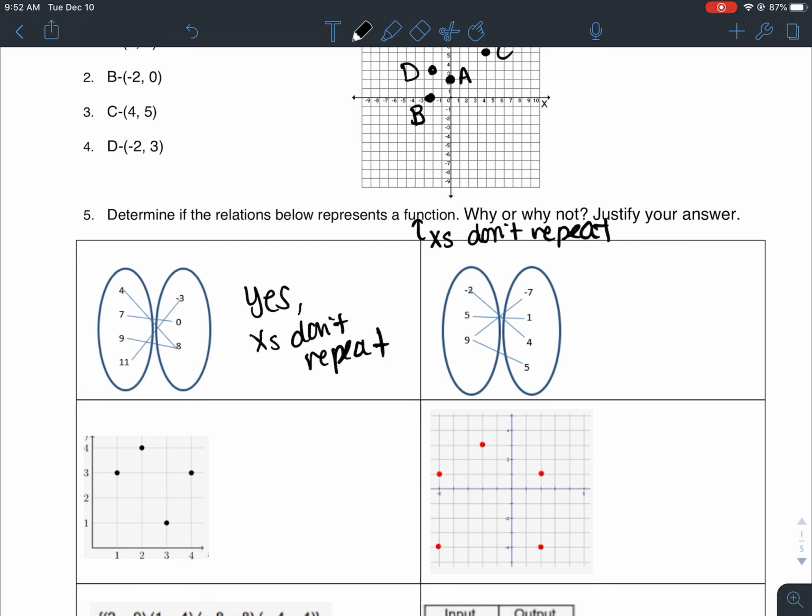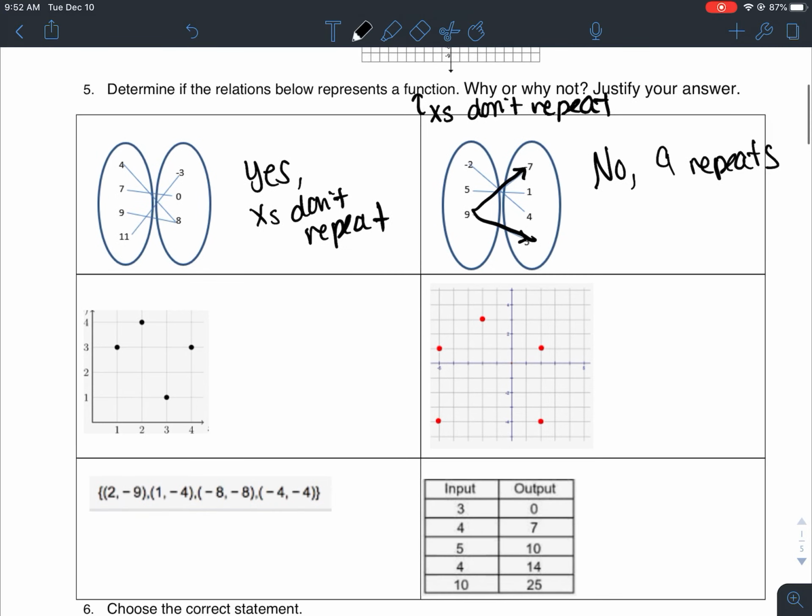And then for the second one on the right with the mapping, you'll notice that this is going from here to here. So it's a no because my 9 repeats. It's going from 9 to 7 and then also 9 to 5. For this one, this is a yes, again, because your x's don't repeat.